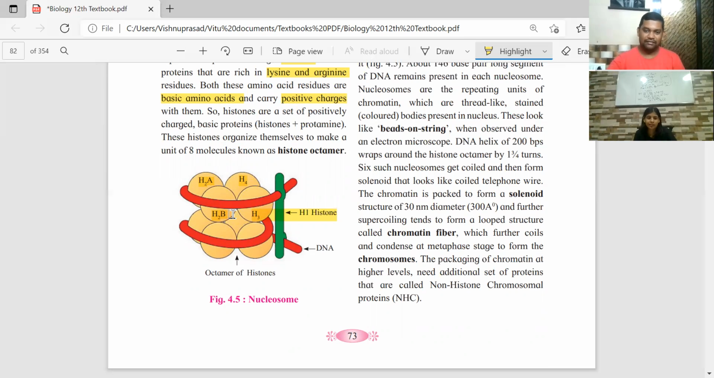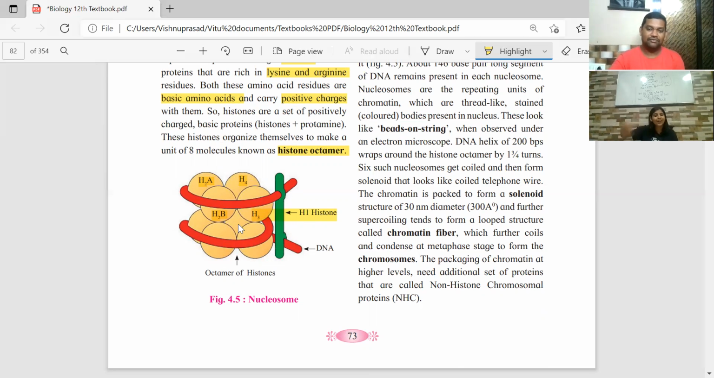Of each of them there are 2 molecules. So you can see H2A twice, H2B twice, H3 twice, H4 also twice. So there is a set of 8 such histone proteins, which we call the histone octamer. Octa means 8. What does octamer mean? A set of 8 such molecules of histone proteins.